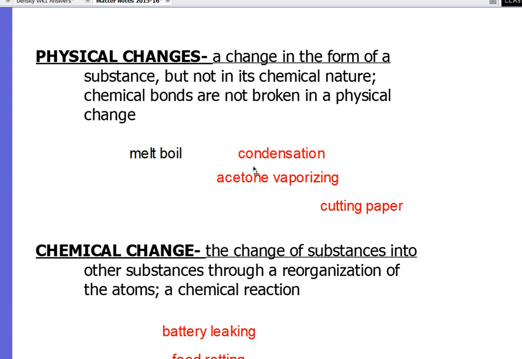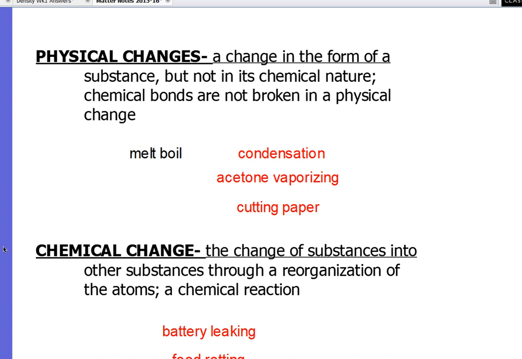And then cutting paper. The reversible rule doesn't quite work with cutting paper because it's not like you can magically stick the two pieces of paper back together. But I do have this question. Is it still paper? Yes, it is still paper, whether it's in one piece or two pieces. So it is not changing chemically, it's still paper. So it's a physical change only.